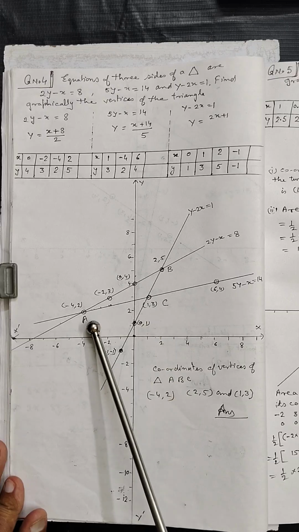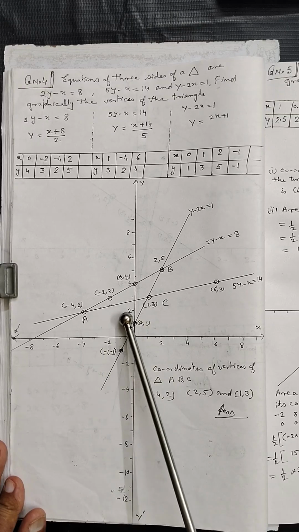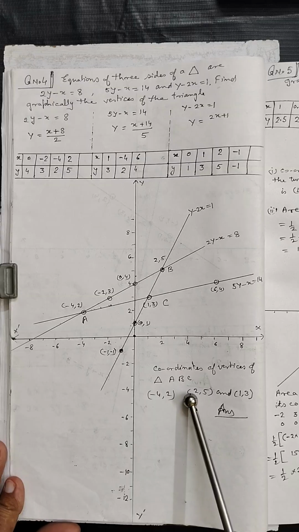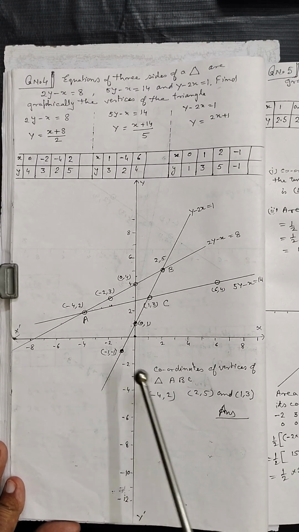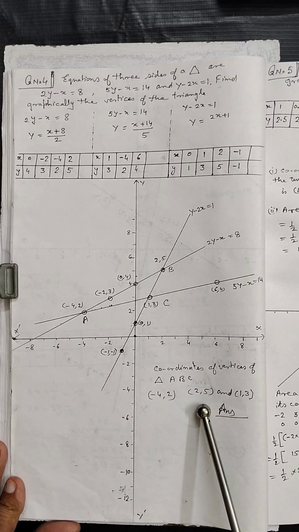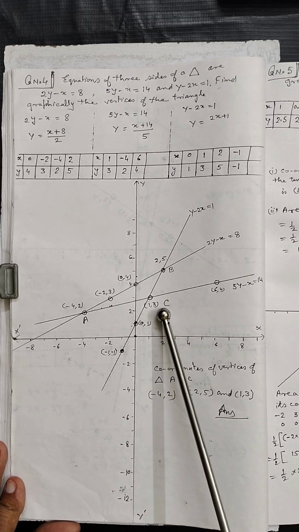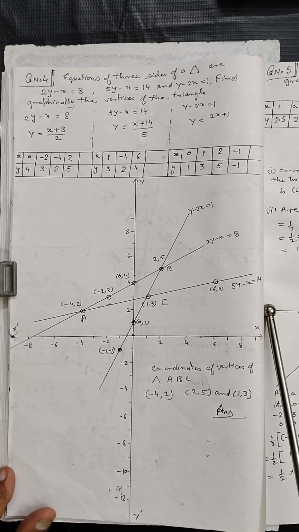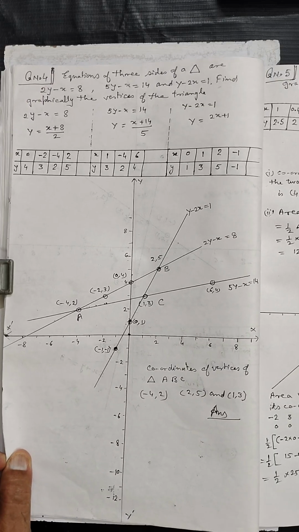Now, these three lines intersect at different points, that is A, B and C. So the coordinates of the vertices of the triangle ABC are minus 4, 2 here A, 2, 5 B and 1, 3 that is C. These are the coordinates of the vertices of the triangle ABC, where these three lines intersect each other.